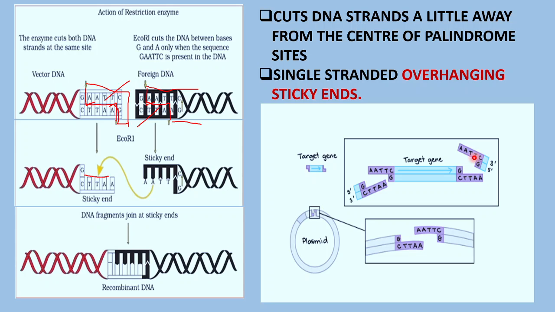The rest, the part which got extracted out from the target gene, the DNA which we had isolated, will be removed. We will retain only the target gene containing portion, and from the plasmid we will discard that small portion. We will retain the entire plasmid except that small portion that got cut out.